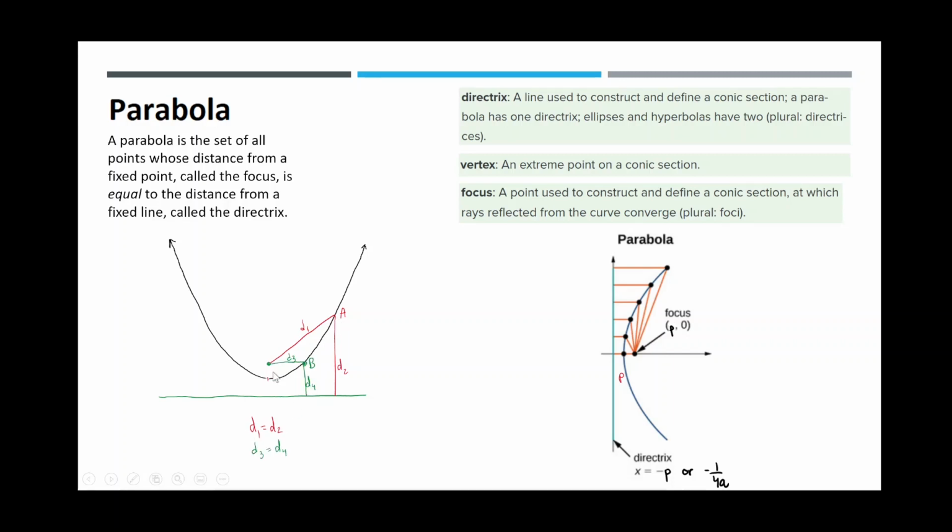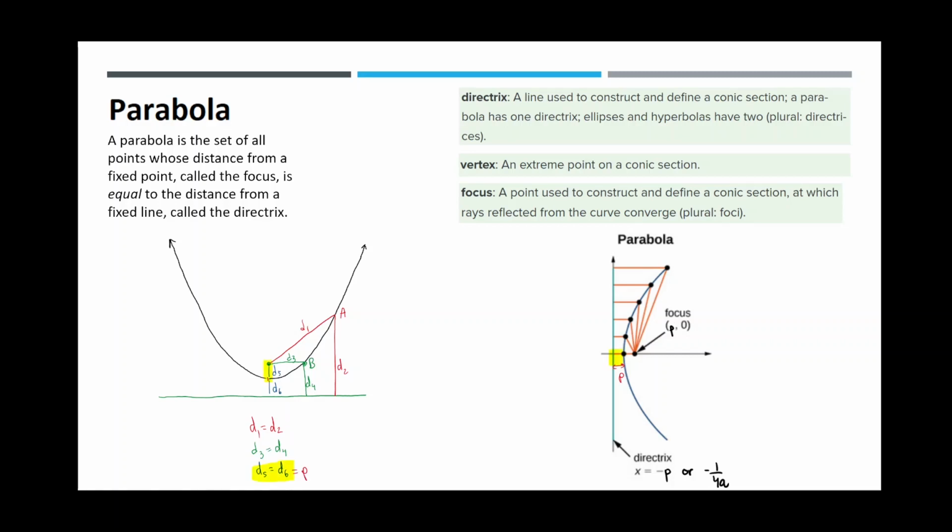Let's take another one that is oriented horizontally in line with the focus point. If point B was over here, then this distance d3 and this distance at 90 degrees towards the directrix, d4, would be equal to each other. And finally, let's put a point right at the vertex itself. The distance from the vertex up to the focal point, and from the vertex down to the directrix, d5 and d6, are also equal to each other.